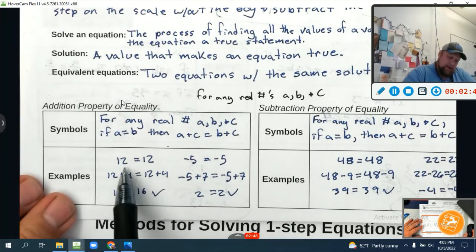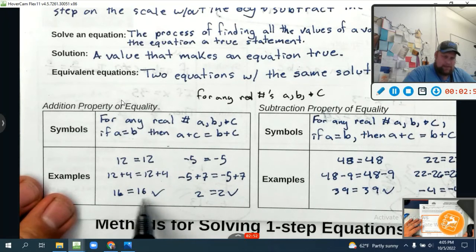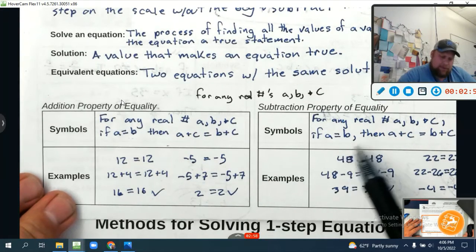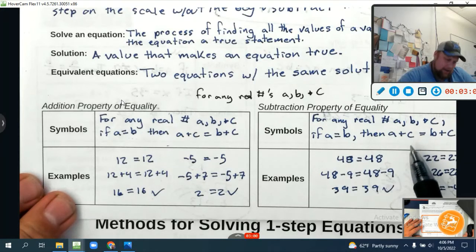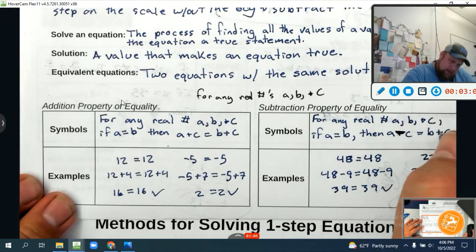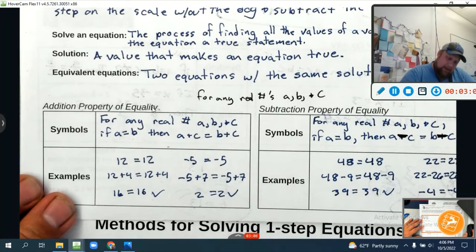We see that right here. 12 equals 12. Those are the same number. Add 4 to both sides. They become 16 equals 16. It's the same. Even works with negative numbers and adding. Same deal for subtraction. If A equals B, then I wrote plus. This should be minus. Editing on the error, right? A minus C equals B minus C.